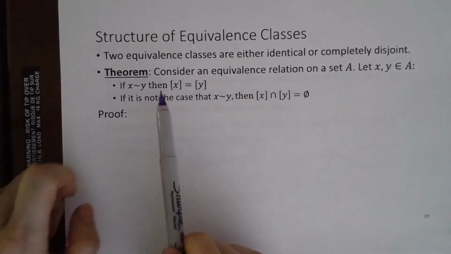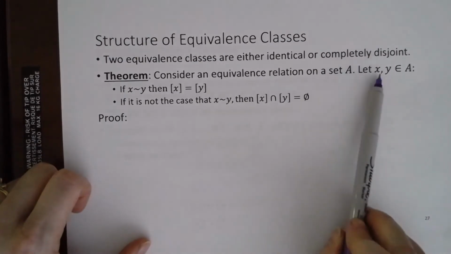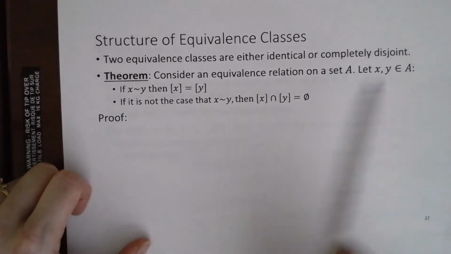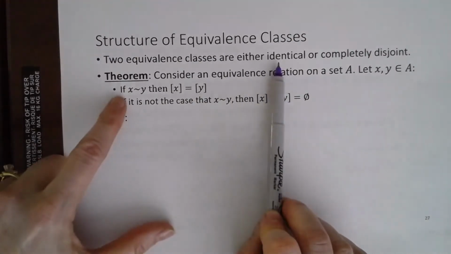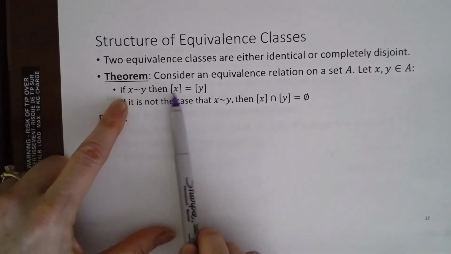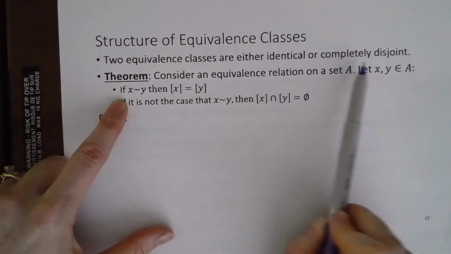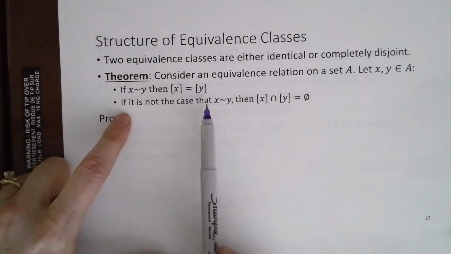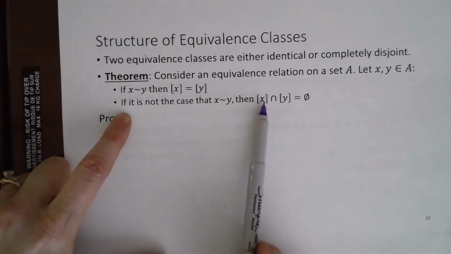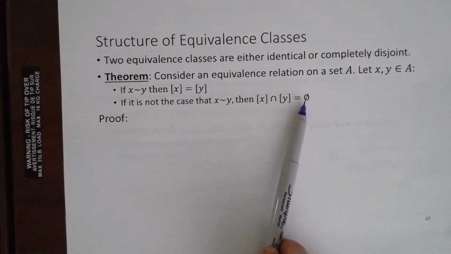Okay, so we have an equivalence relation on a set A, and X and Y are two elements in A. They're either identical, which means if X is related to Y, then their equivalence classes are identical, or they're completely disjoint. So if they're not related, then the empty set is their only intersection. There's nothing in common. They don't intersect each other at all.